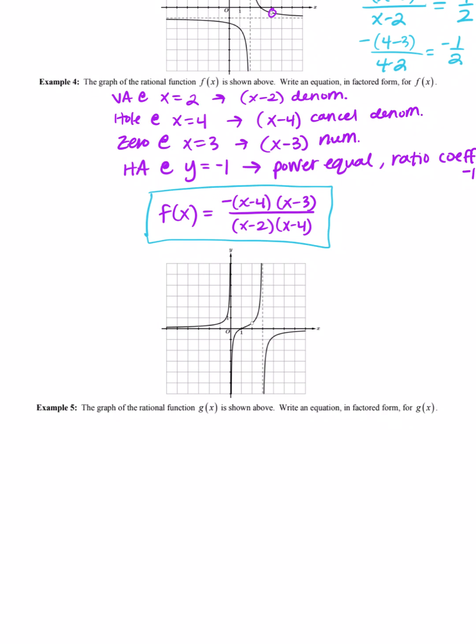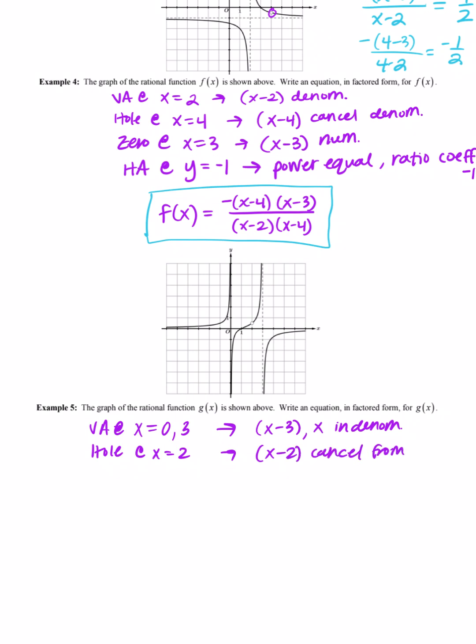So there is a vertical asymptote in a couple spots at x equals 0 and at x equals 3. So we know we're going to have an x - 3 and a factor of x to make it 0 in the denominator. We have a hole at x equals 2. So the factor x - 2 needs to cancel from the denominator. We have a 0, looks like at x equals 1. So the factor x - 1 must be in the numerator. And then our horizontal asymptote is at y equals 0.